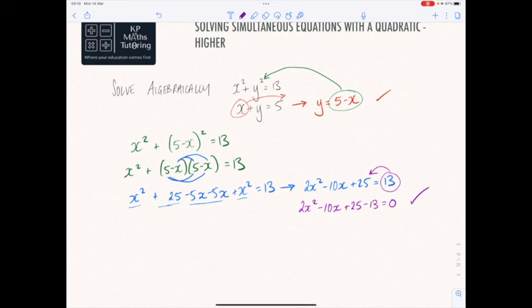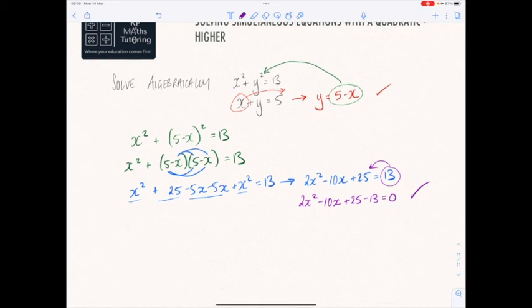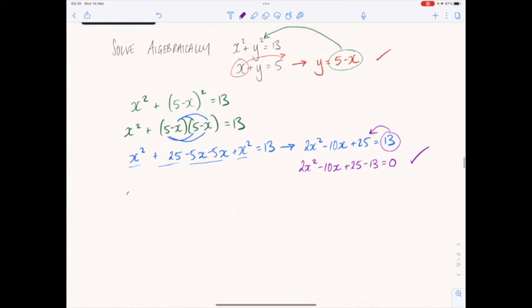So I've picked up another mark at least, possibly even 2, for substituting up the top and then making it equal 0. Tidy that up again. So I'm going to come over here on the left hand side. So I now have 2x squared minus 10x, and then 25 minus 13 gives me 12, is equal to 0.